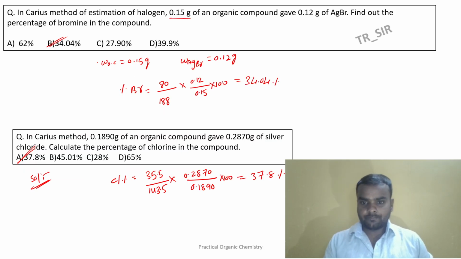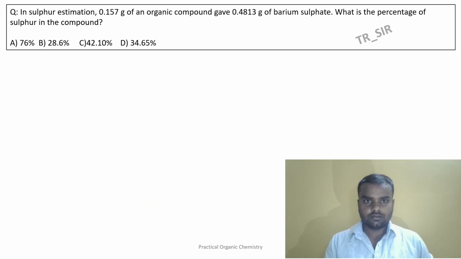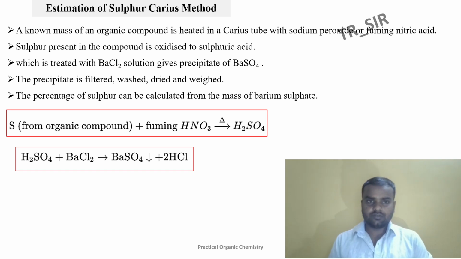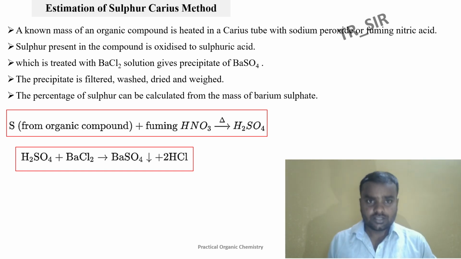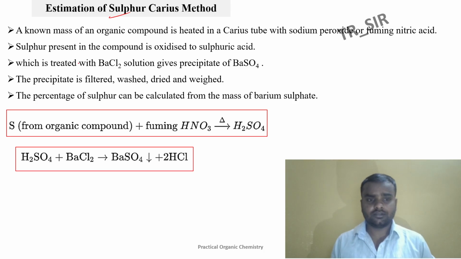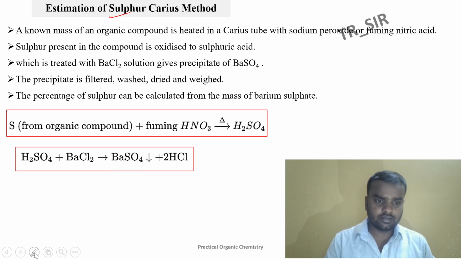Okay, so now we'll see the last method, then after that we'll see the remaining. Estimation of sulfur we can see here. Estimation of sulfur, what happened? First, we'll try to understand the process. Same process as the previous one, right? Nothing will be different, only the compounds differ.